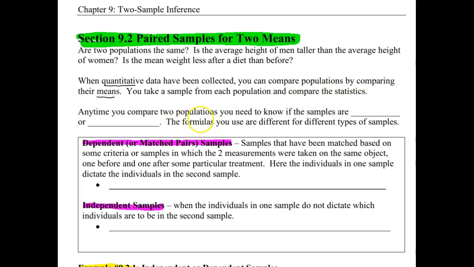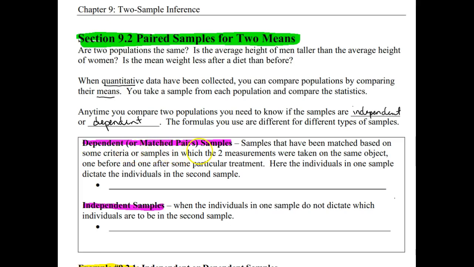So anytime you compare two populations, we need to know if the samples are independent or dependent. The formulas we use are different for different types of samples. So what is the difference between these two? It's easier to identify if two samples are dependent or if they've been matched in some way. And if they're not that, then they have to be independent samples. As we gather data from samples, it's one or the other. And again, dependent is easier to identify.